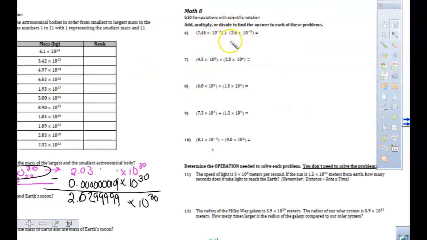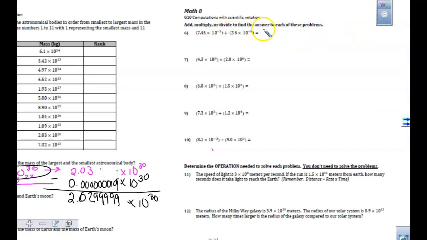I have 10 to the negative 5 and 10 to the negative 8. My larger power is 10 to the negative 5 or 10 to the negative 8? Which one is a larger number? The negative 5. So we are going to write down 7.45, if you haven't done this on your paper, leave some space, times 10 to the negative 5. That means this one must be 10 to the negative 5 also. So when you add and subtract, you must always have the same power.